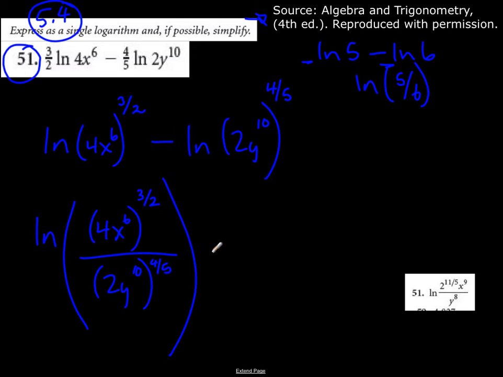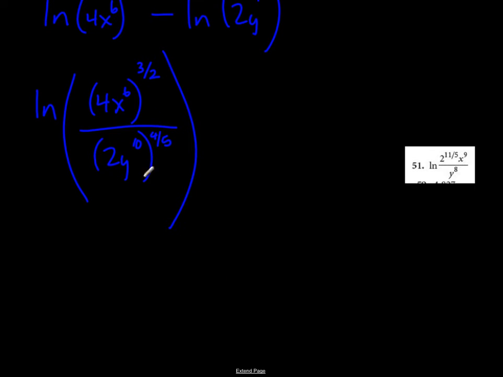Okay, so I've expressed it as one logarithm. They do say that they want you to simplify, so maybe we should try a little bit of that. I see a 4 here and a 2 there. Love to cancel them, but these exponents here sort of take precedence. So maybe what I'll do is I'll use power of a product here. So I've got a product of 4 times x to the 6th, all to the 3/2. Why don't I raise each of those to the 3/2?